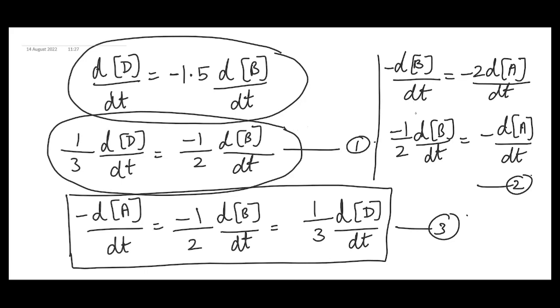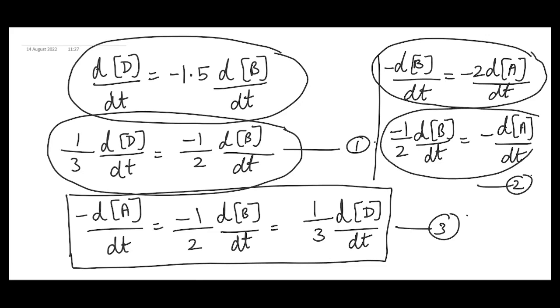Now similarly, the second data given to us is that the rate of disappearance of B is twice the rate of disappearance of A. That's what I have written on the right hand side. Rearranging this 2 to the other side, we get minus half dB by dt is equal to minus dA by dt. Now combining equation 1 and 2, we get equation number 3, because half dB by dt is the same in both equations, so we can equate it.